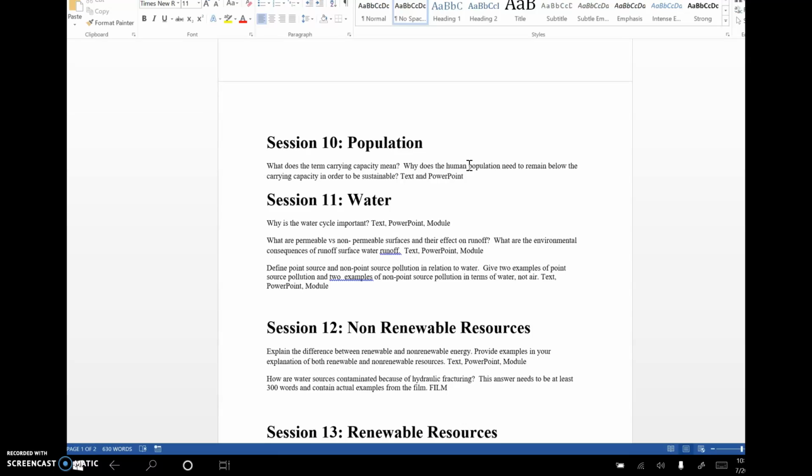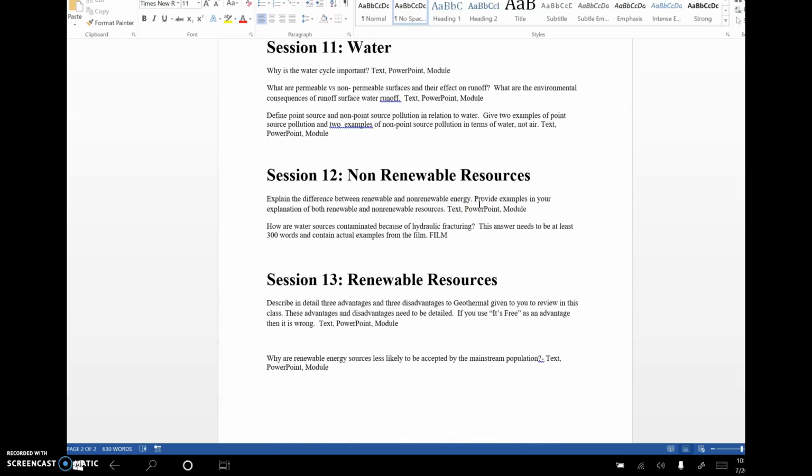What are the environmental consequences of surface water runoff? And then define point source and non-point source pollution in relation to water, PowerPoint, and the text. Give 2 examples of point source pollution and 2 examples of non-point source pollution in terms of water, not air, because a lot of people sometimes get confused with point source and non-point source pollution in terms of air and in terms of water.